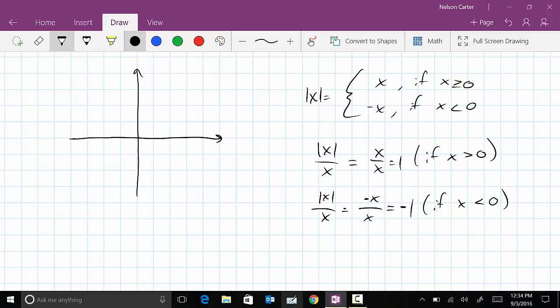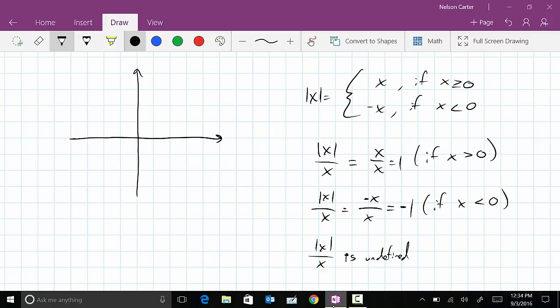Now, what about x equals 0? Well, if x is equal to 0, this doesn't exist. You can't divide by 0. The absolute value of x divided by x is undefined.